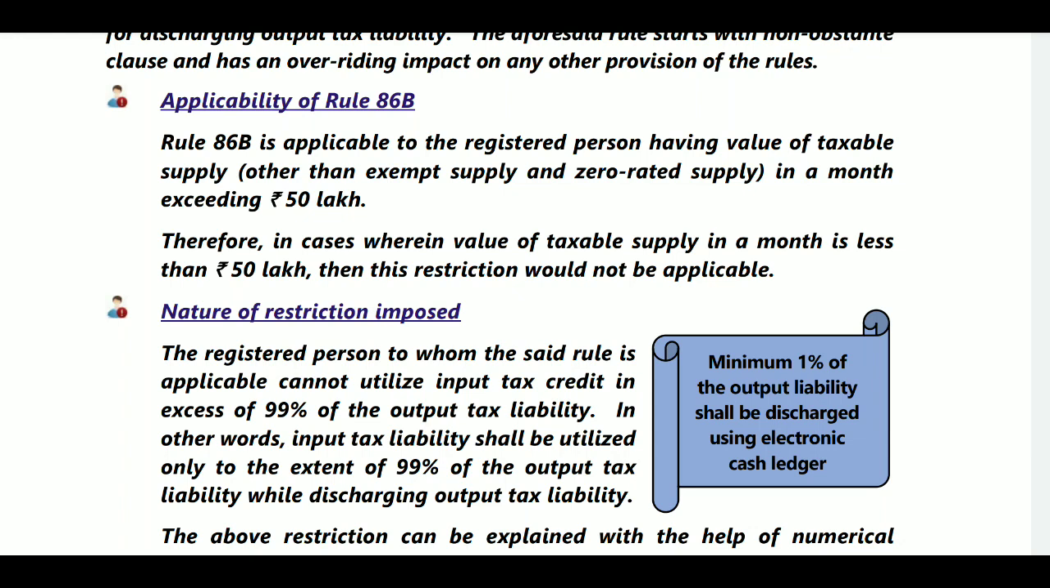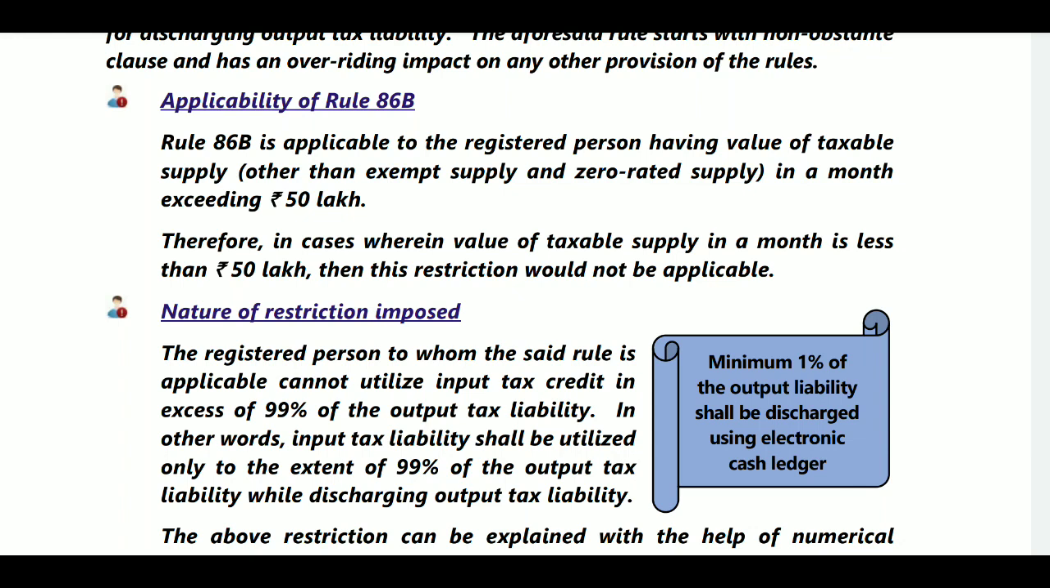Nature of restriction. For example, if you have a liability of 1 lakh rupees, you must pay up to 99% of that 1 lakh through the credit ledger. That is, 1 lakh into 1% will be 1000 rupees. They will allow you to pay only 1000 in cash. They will not allow the remaining amount to be paid through cash.